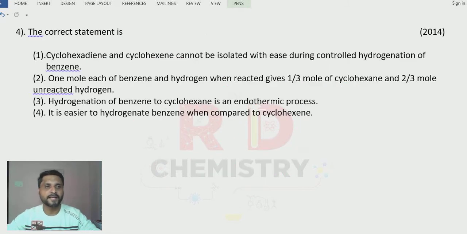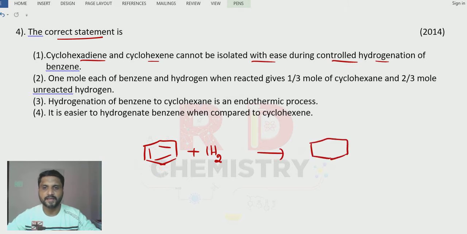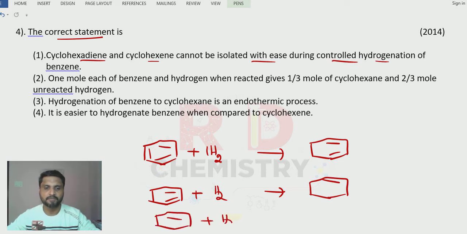Question number 4, the correct statement is, let us see the first one: cyclohexadiene and cyclohexene cannot be isolated with ease during controlled hydrogenation of benzene. Suppose I take benzene, which has alternate double bonds and single bonds. If I make use of 1 mole of hydrogen, it should give the cyclohexadiene like this, when one double bond goes off. Similarly, continuing this second step, we have cyclohexadiene with hydrogen. We are going to get the cyclohexene, and finally the cyclohexene again can be treated with hydrogen to give cyclohexane.